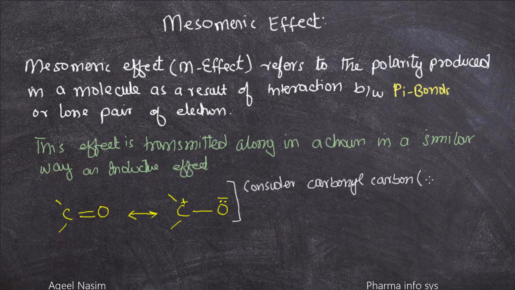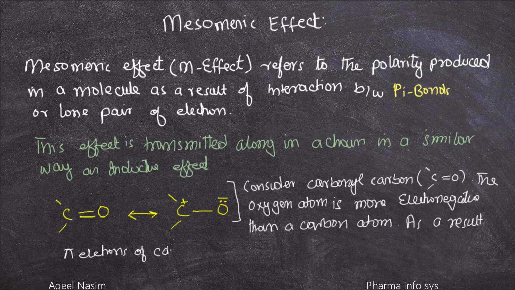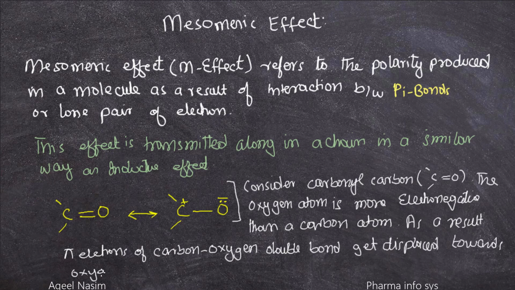Let us consider this example: a simple carbonyl group. This carbonyl group has two atoms, one is carbon and the other is oxygen. The oxygen atom is more electronegative than carbon, so it has a tendency to draw electrons away from the carbon atom. As a result, pi electrons in the carbon-oxygen double bond get displaced toward the oxygen atom like this. So carbon gets a positive charge and oxygen gets a negative charge.